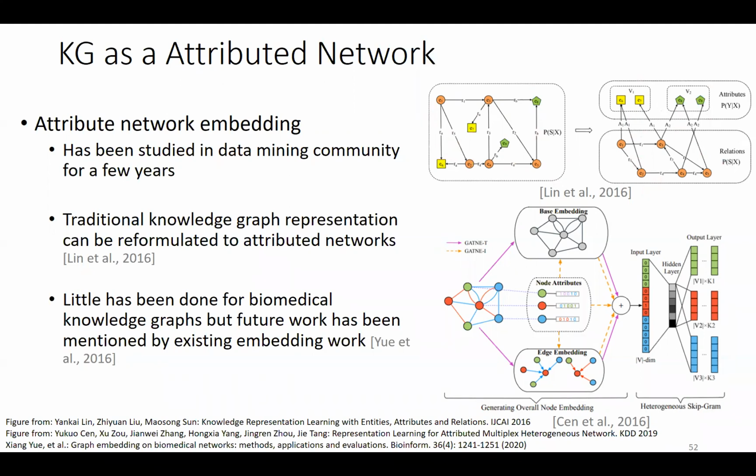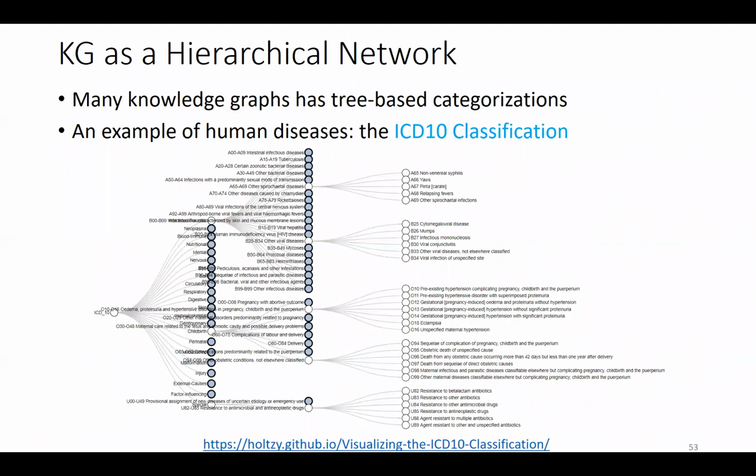It seems that although some researchers have already pointed out that this kind of representation is very important, it's still under consideration for the biomedical or healthcare community. As we mentioned, a knowledge graph can also be a tree, especially the hierarchical definitions of medical or biological concepts. Therefore, it's also natural to consider tree-based representation learning methods.